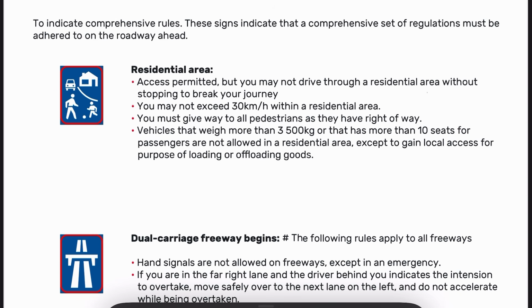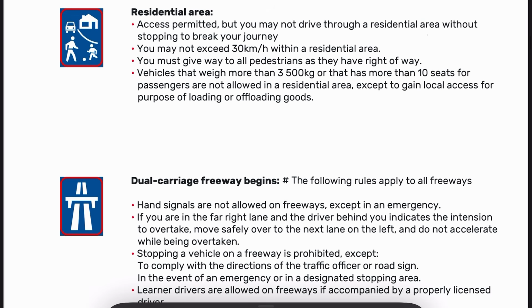It has rules. It's just one sign, but it means a lot of things. Like for instance, the residential area. Access is permitted, but you may not drive through a residential area without stopping to break your journey. Number 2, you may not exceed 30 kilometers per hour within a residential area.